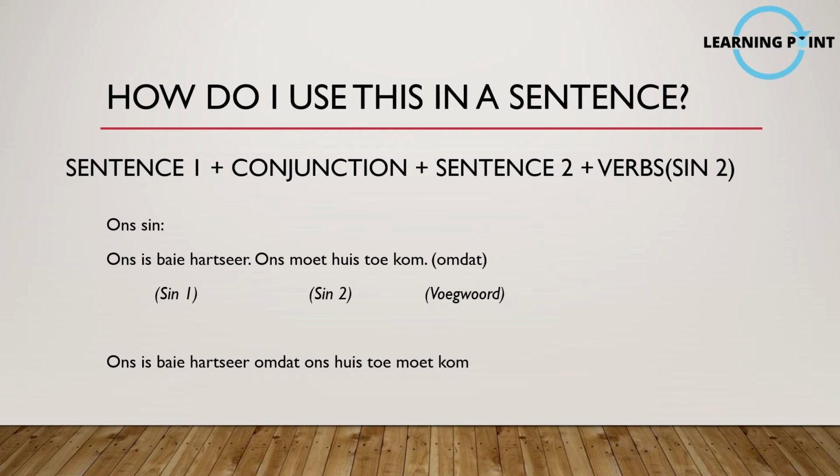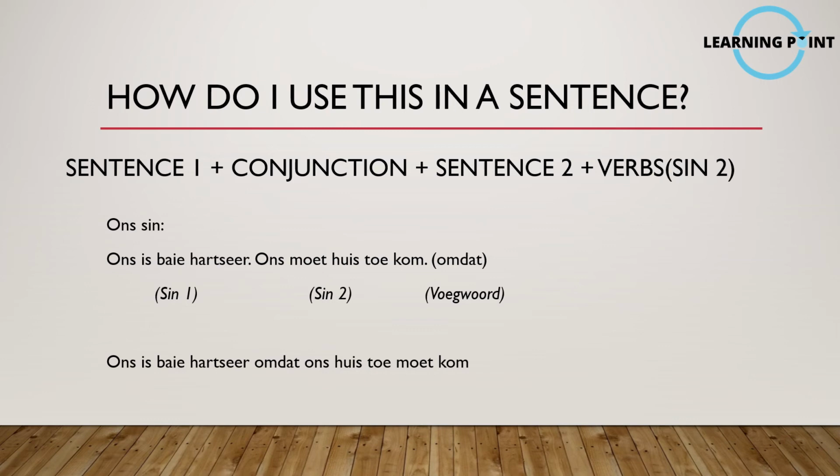My sentence 1 for now is, ons is baie hartseer, we are very sad. Our second sentence, ons moet huis toe kom, we have to come home. And my voegwoord is omdat, immediately placing it into group 3. And then I start with my formula. I write down sentence 1, which is, ons is baie hartseer. I write down my conjunction, omdat. Then I write down sentence 2 without the verbs, ons huis toe, and then moet kom is my verb 1 and my verb 2. Ons is baie hartseer omdat ons huis toe moet kom.